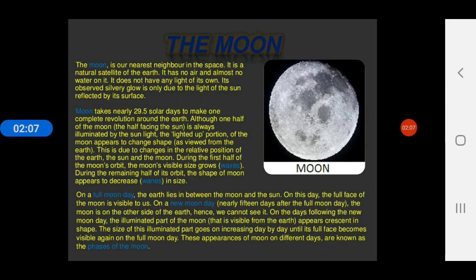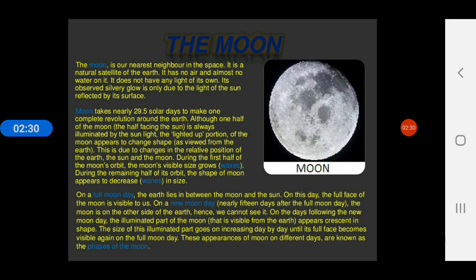During the first half of the moon's orbit, the moon's visible size grows. It is known as moon waxes. During the remaining half of its orbit, the shape of the moon appears to decrease. It means moon wanes in size. Size decreases. Waxes means size increases.